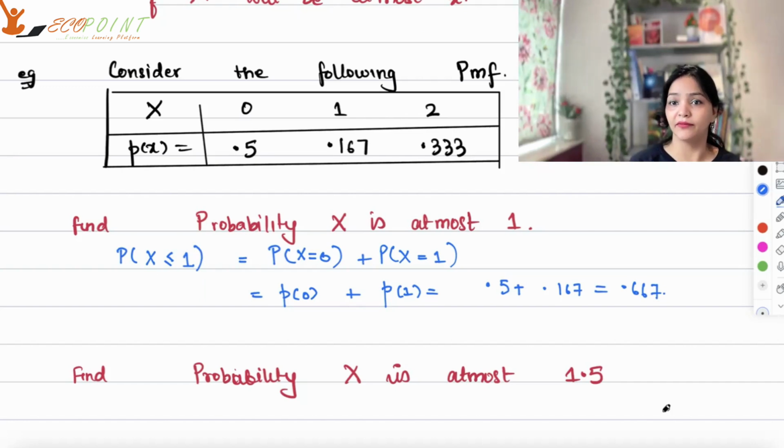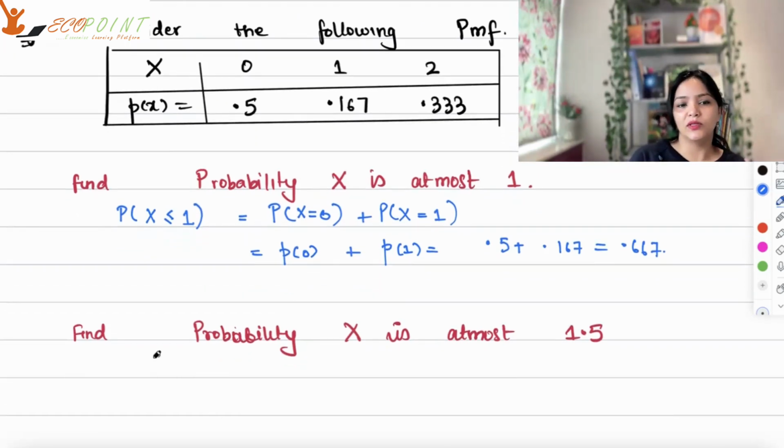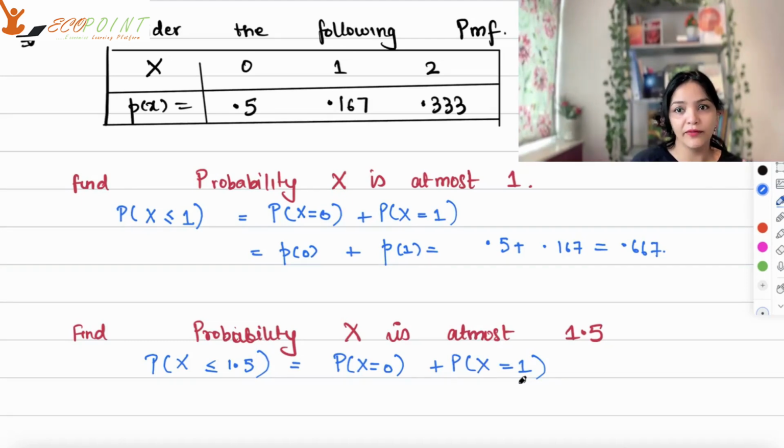Say I'm interested in probability X is at most 1.5. Carefully understand this concept. I am interested in probability X is less than or equal to 1.5. What you have to think is, what are the values that this random variable X takes, which are less than or equal to 1.5? Well, it takes the value 0. 0 is less than 1.5. It takes the value 1, which is also less than 1.5. Is there any other value that it is taking which is less than or equal to 1.5? Well, no. So again, all I have to do is add P0, P1. And that turns out to be the same thing, 0.667. So what you observe is that this probability x is less than or equal to 1.5 turns out to be same as less than or equal to 1.